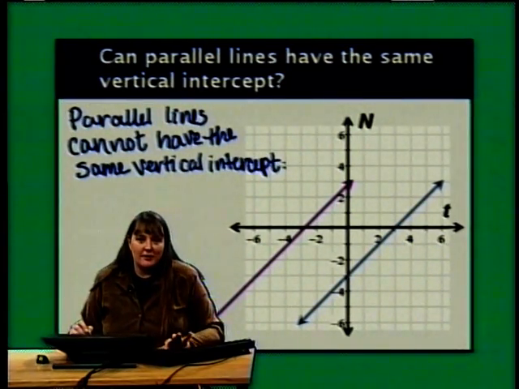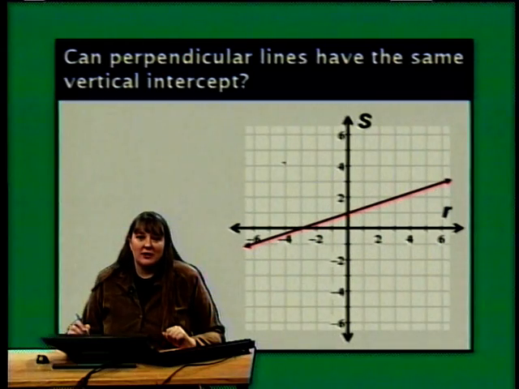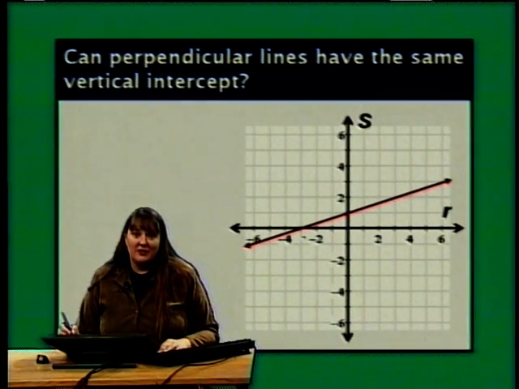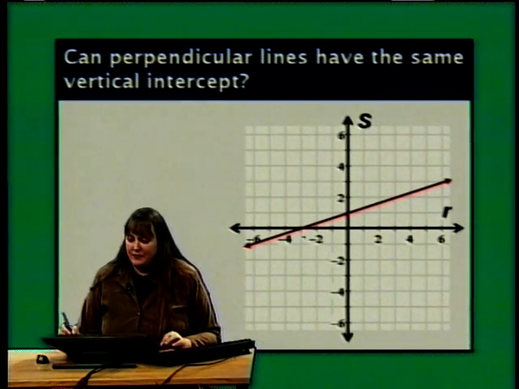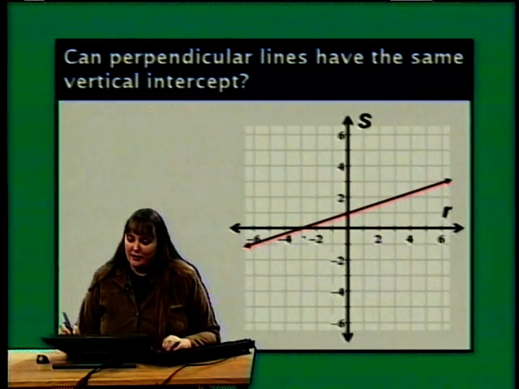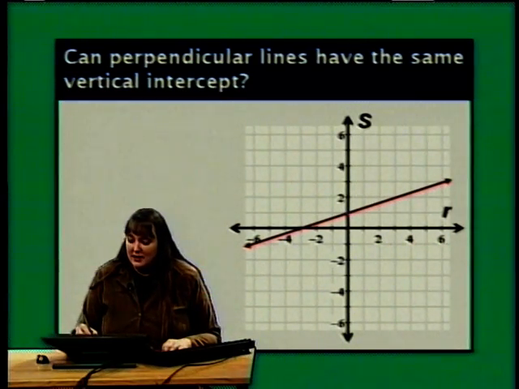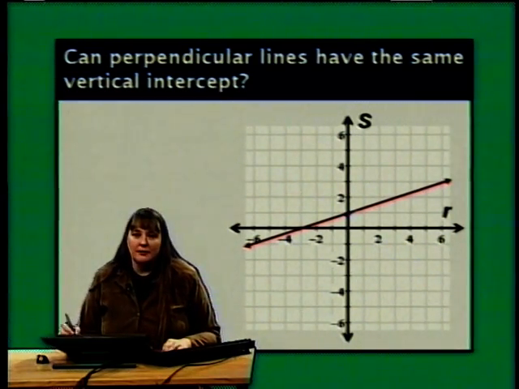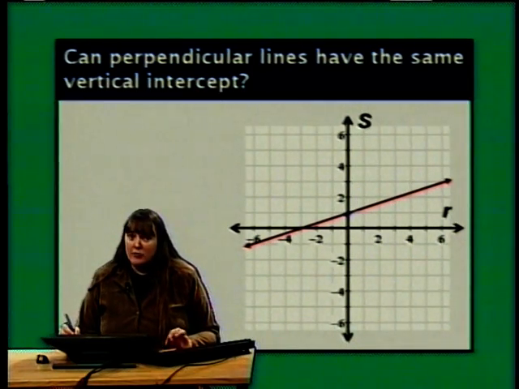Well, let's look at another example. What about perpendicular lines? Can perpendicular lines have the same vertical intercept? Well, I already have a line on this diagram. It looks like the vertical intercept of this line is (0, 1). What do we know about perpendicular lines? Well, these are the ones that are a little bit tricky. The slopes of perpendicular lines are opposite reciprocals.